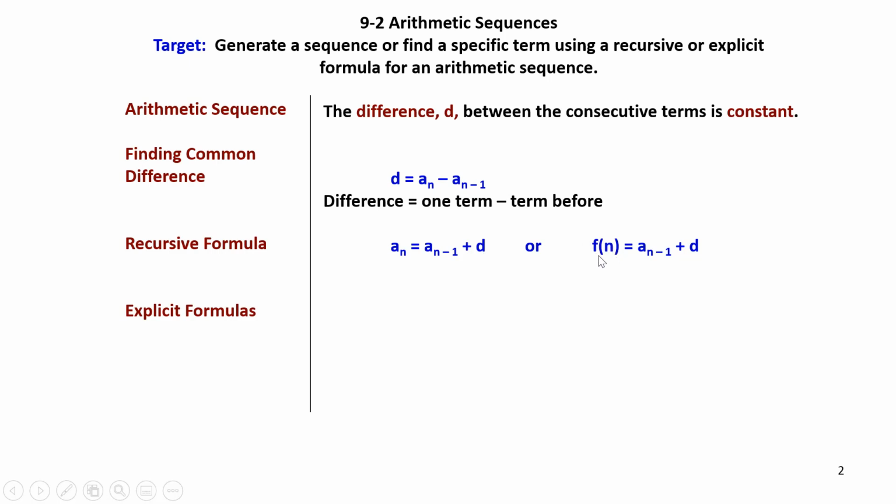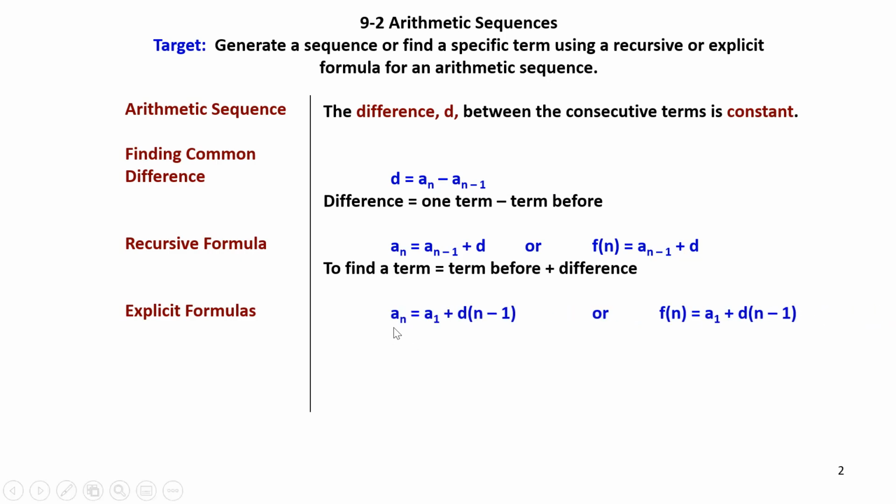Now you can also write it as f of n. So you could do f of n equals a sub n minus 1 plus d. Actually, this should say f of n minus 1 right here, so we'll change that to f of n minus 1. Basically, to find a term, that's a sub n, we take the term before it and simply add the difference. In my earlier sequence, 2, 4, 6, 8, 10, my next term would be 12, because all I have to do is add 2.